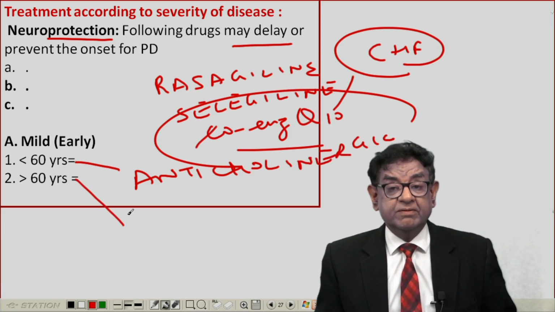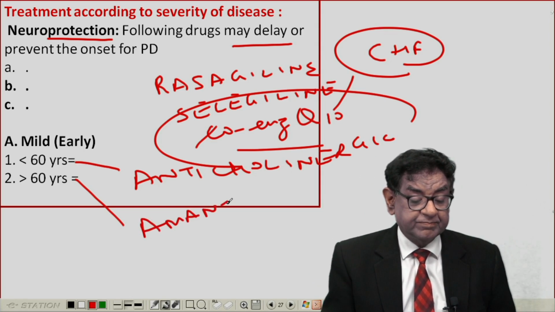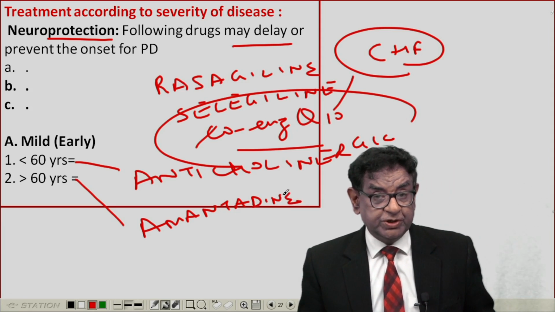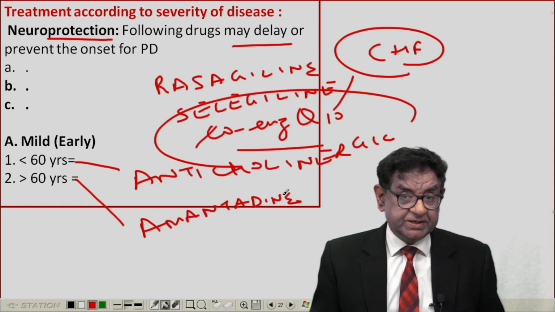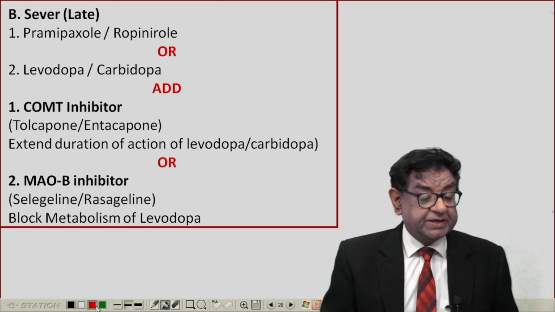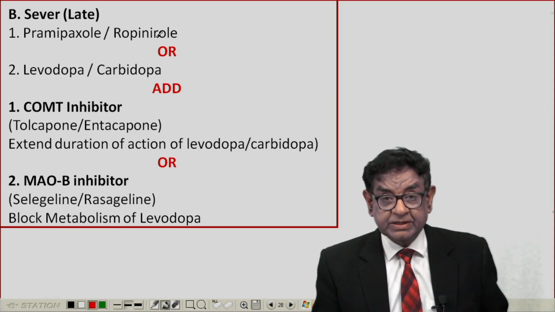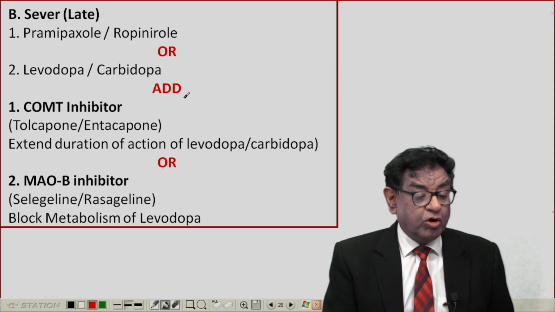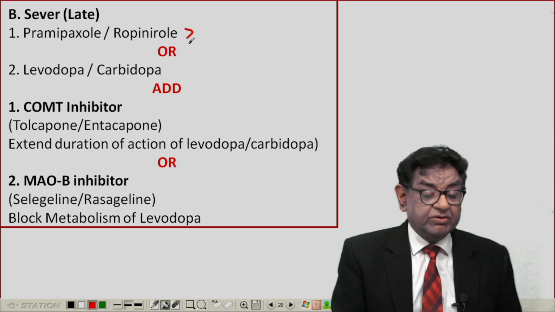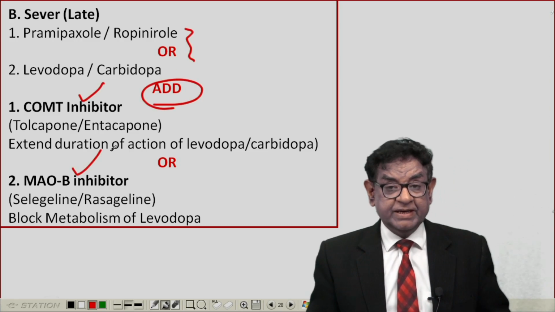But if the patient comes above the age of 50 years, we use amantadine. And by now you are clear about why we do not use anticholinergic drugs in a patient above 60 years. Well, if the patient comes a little late, then what to do? We use pramipexole or ropinirole, which are dopamine agonists, or we can use levodopa or carbidopa. Now either of these plus either a COMT inhibitor or an MAO-B inhibitor.